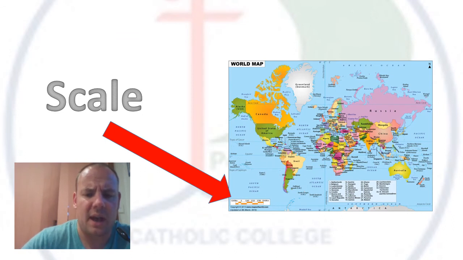Then we've got a scale. The scale tells us how much the picture has been shrunken down to fit onto the page. It also helps us to work out distances between places.